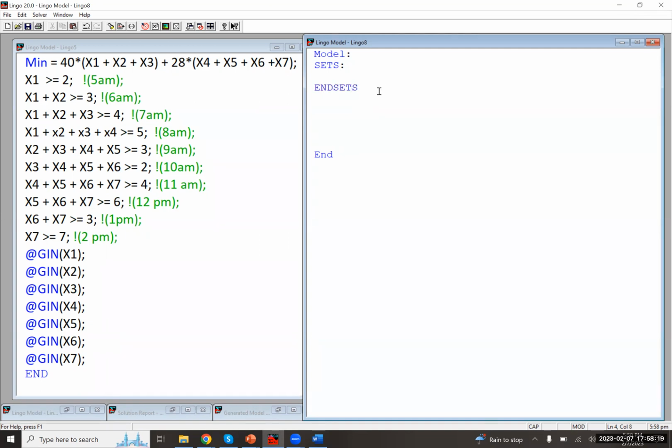But whatever is in blue is the LINGO function name, okay? So we're gonna use ENDSETS, right? Okay, so first we define the sets which are needed to solve this problem, right? So let's first define the available working hours, okay?